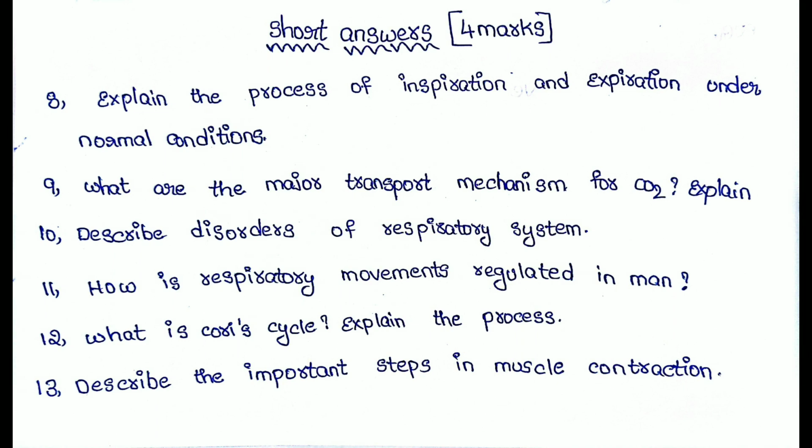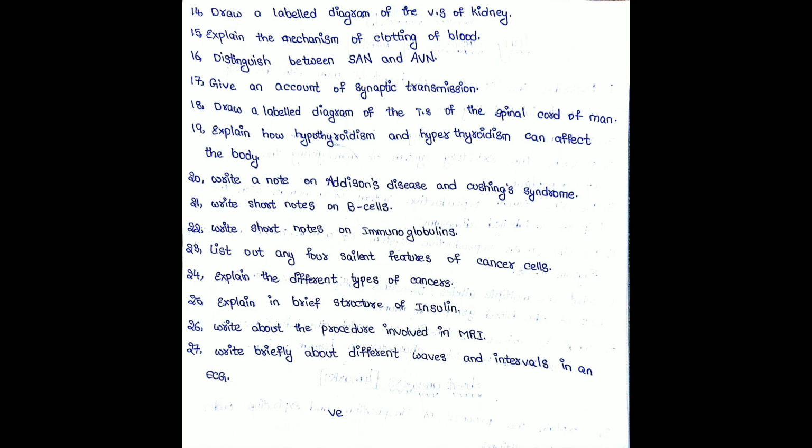Describe the important steps in muscle contraction. Draw a labeled diagram of the VS of kidney. Explain the mechanism of clotting of blood. Distinguish between SAN and AVN. Give an account of synaptic transmission. Draw a labeled diagram of the TS of the spinal cord of man.